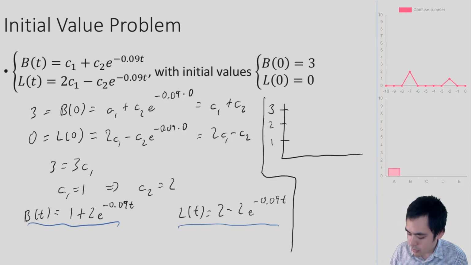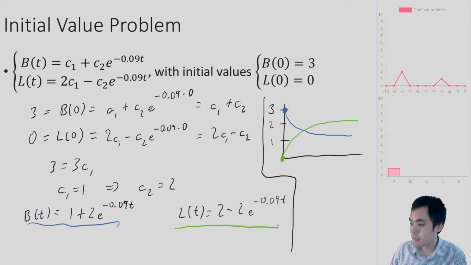Let me do one of these in a different color. Let's do this one in green. At b of 0, this is equal to 3, and then it goes down exponentially and approaches 1. We also have that L of 0 is 0, and it goes up exponentially until it reaches around 2 asymptotically. You could plot this out now that we found the actual equations. Okay, any questions about that?